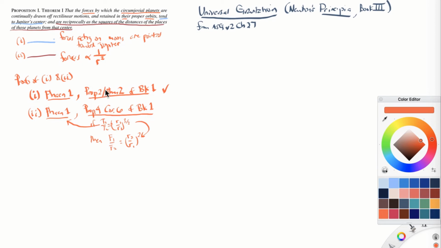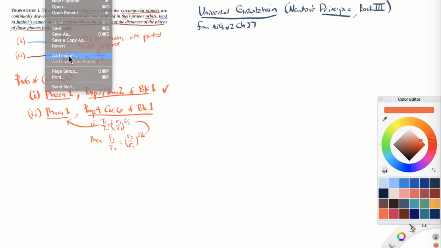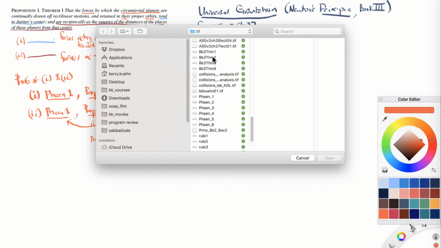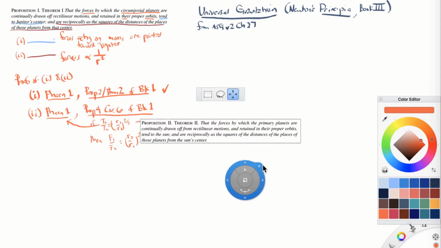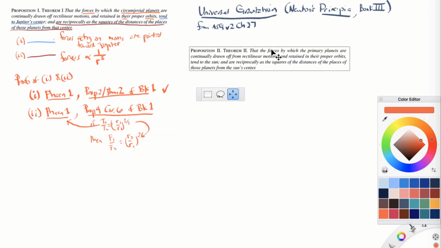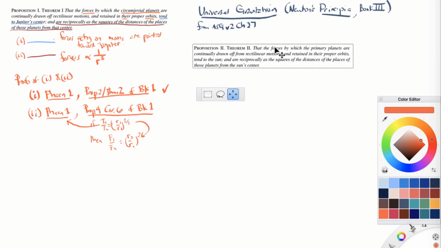Let's go on to proposition 2, theorem 2. I will import this. Okay, let's move this down to, let's do this over here, and I'll probably do the next two propositions next time. Okay, so proposition 2, theorem 2.